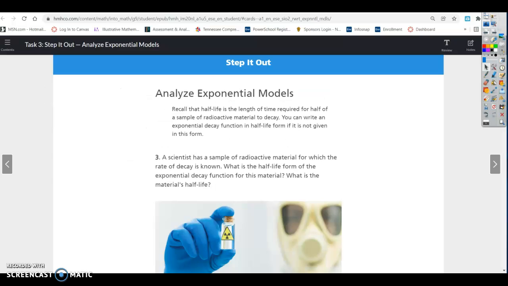Lesson 11.3, Task 3. Analyze exponential models. Recall that half-life is the length of time required for half of a sample of radioactive material to decay. You can write an exponential decay function in half-life form if it is not given in this form.